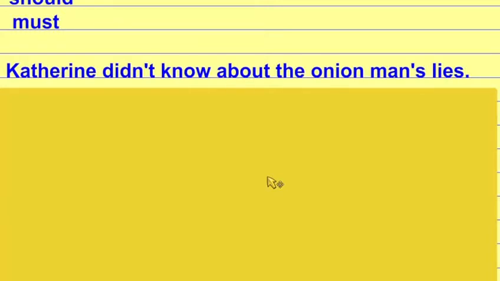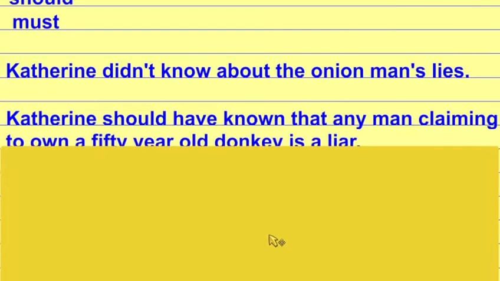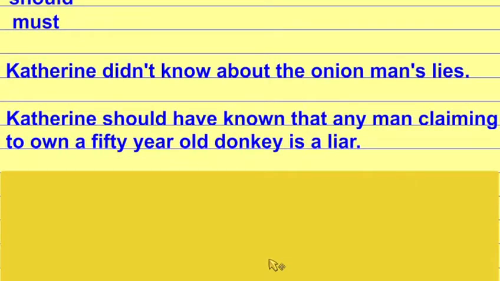So we can take Catherine didn't know about the Onion Man's lies. We can put should in there. We can change it slightly so that the sentence then becomes Catherine should have known that any man claiming to own a 50-year-old donkey is a liar. I've expanded slightly as well by giving an example of the lie, the 50-year-old donkey, just to make it appear more obvious, so the people reading this are going, well, yeah, of course, she should have known that. 50-year-old donkey, how ridiculous. So you can see how it's a similar point.